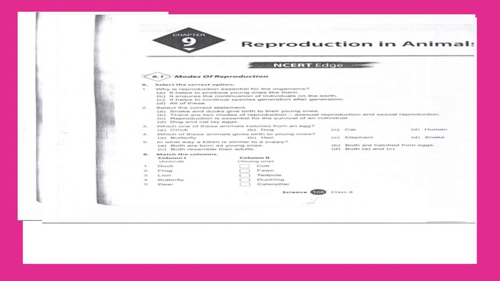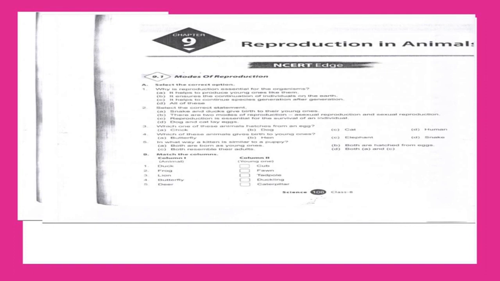Then question 4, which of these animals gives birth to young ones? Elephant, butterfly, hen, snake: they will lay eggs. They are oviparous animals. Elephant alone is a viviparous animal. So the answer is elephant. Question 5, in what way is a kitten similar to a puppy? Because both are born as young ones. Both are viviparous animals. I hope you understand.